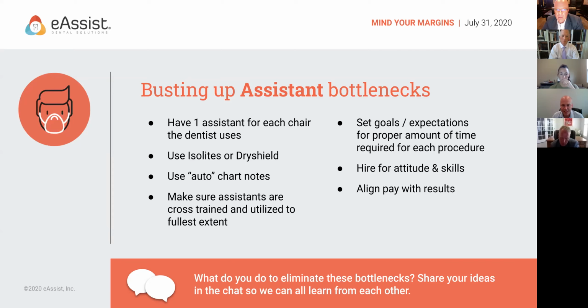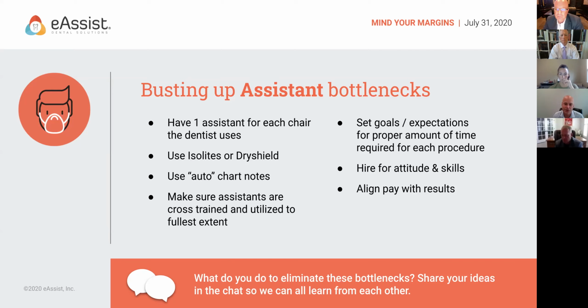So having an assistant for every dentist, some dentists like myself, we need more than one assistant for sure to keep up. And so other things we can assist or use is isolites or dry shields, so that you could go and start in another room while your assistant is finishing up a temporary in the room that you were just in with them doing crowns. You know, you can get started alone if necessary.